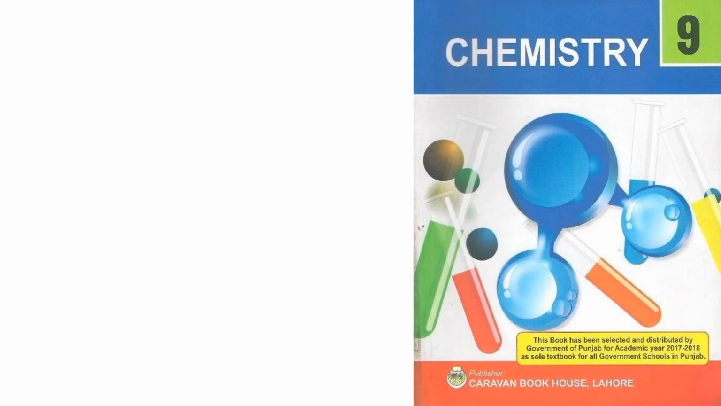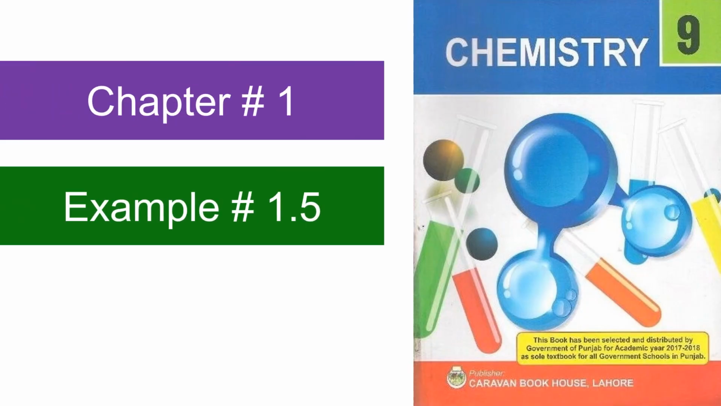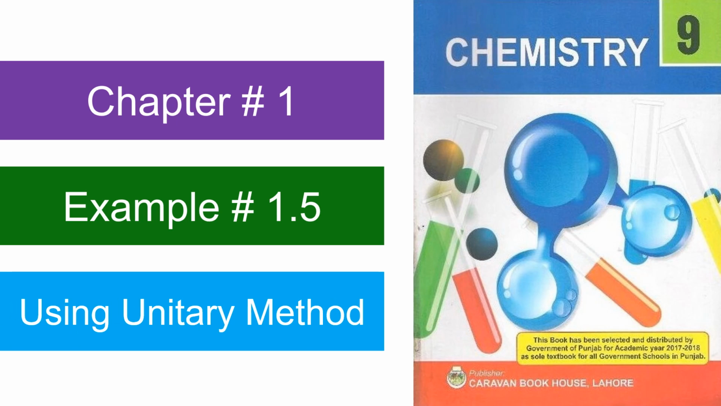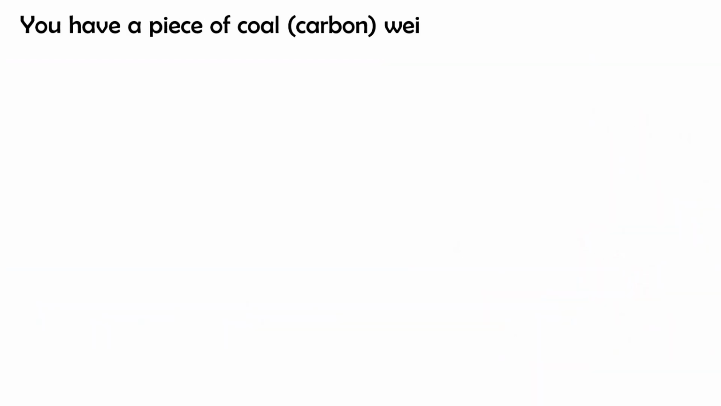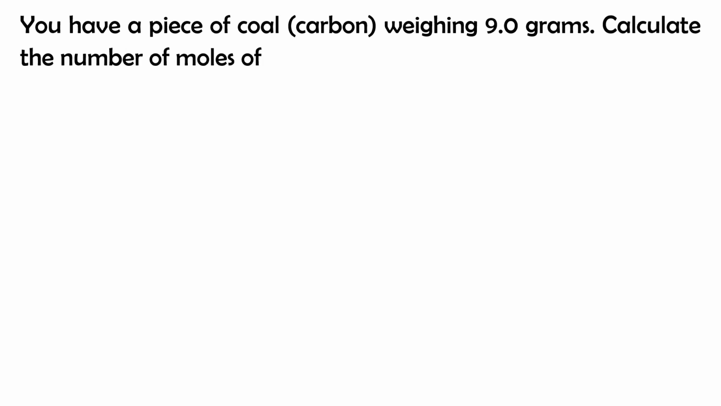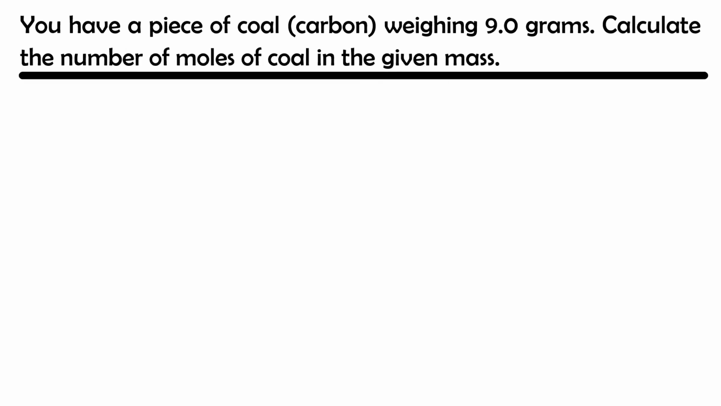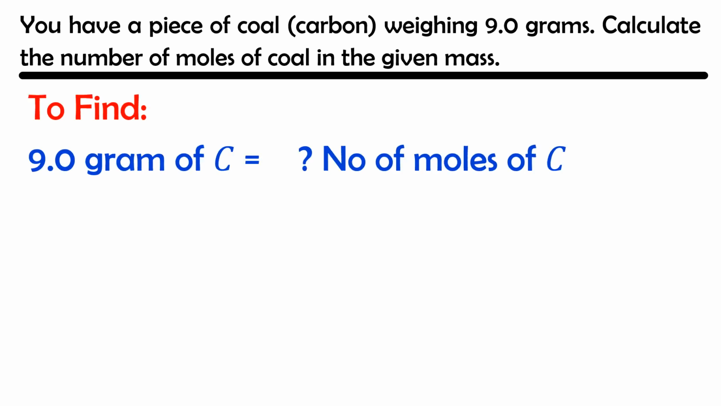In this video, we will solve example 1.5 from the book of Chemistry 9 by PCTB. The example is solved by the unitary method for better understanding of the students. The problem is you have a piece of coal carbon weighing 9 grams. Calculate the number of moles of coal in the given mass. In this problem, we need to find the number of moles of carbon in 9 gram of carbon.